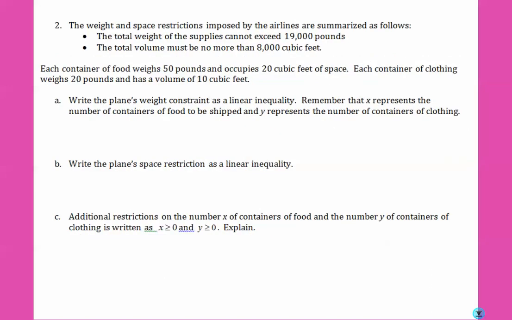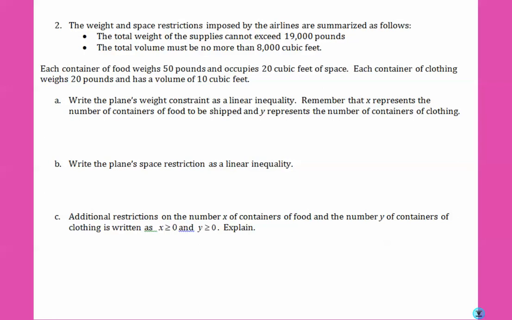The weight and space restrictions imposed by the airlines are summarized as follows. The total weight of supplies cannot exceed 19,000 pounds, and the total volume must be no more than 8,000 cubic feet. Each container of food weighs 50 pounds and occupies 20 cubic feet of space, and each container of clothing weighs 20 pounds and has a volume of 10 cubic feet.